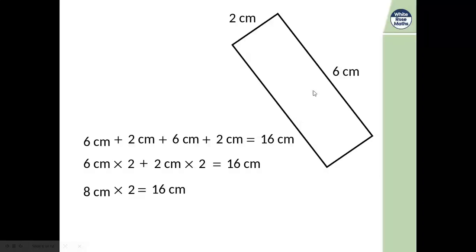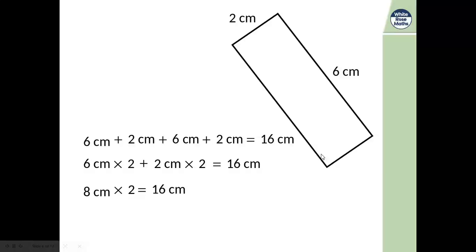You could have also said, because I know that I've got 2 sides that are the same, which means that there is 6 on this side as well, I could have written that as 6 times 2. And I know that I've got 2 on this side and 2 on that side. I could have written that as 2 times 2 over here, and then added that up as well.